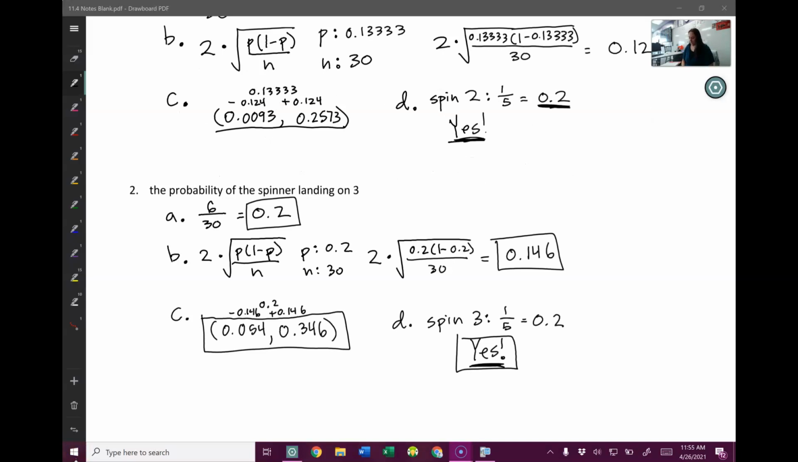Let's see how you did. 6 out of 30 is a 0.2. That's our sample proportion. So we plug in 0.2 for our sample proportion. 30 times is how many times we spun it. Plug all that in to get 0.146. That's our margin of error. To get my confidence interval, I take my sample proportion and add and subtract my margin of error to get my interval. Spinning a 3 is a 1 out of 5 chance, so 0.2. And yes, 0.2 is in my confidence interval.